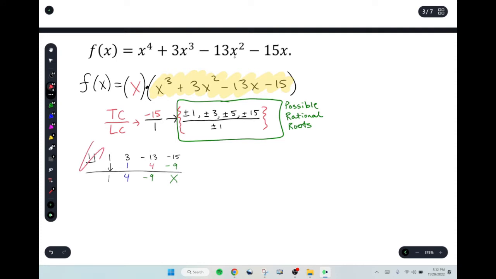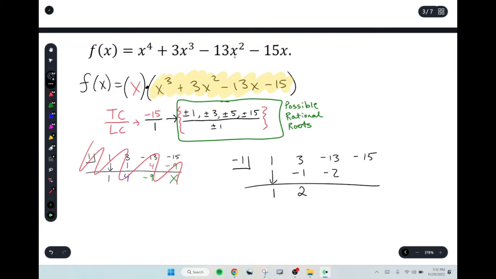Try -1? Did you already try it? Oh, I was hoping you would. -1 gives me 1, 3, -13, -15. Drop it down. 1 times -1 is -1. Plus 3 is 2. Oh, shoot. -15. Plus 15. A big old 0.